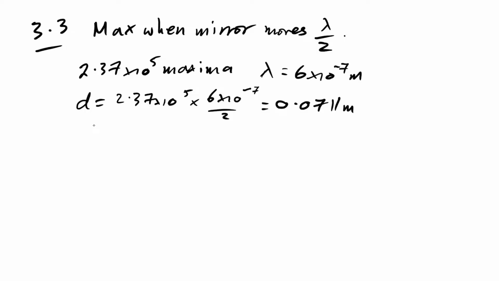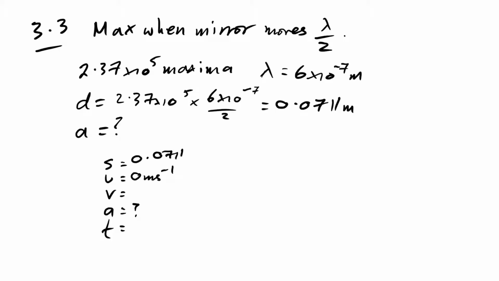Okay, so we have a distance, but what are we being asked to find now? We're being asked to find a value for A. So therefore we're going to have to use SUVAT. We're looking for A. We know that U is 0 because it was dropped. S, that's our distance, so that's that 0.0711. And we're told the time as well of 0.120 seconds. We don't care about V.